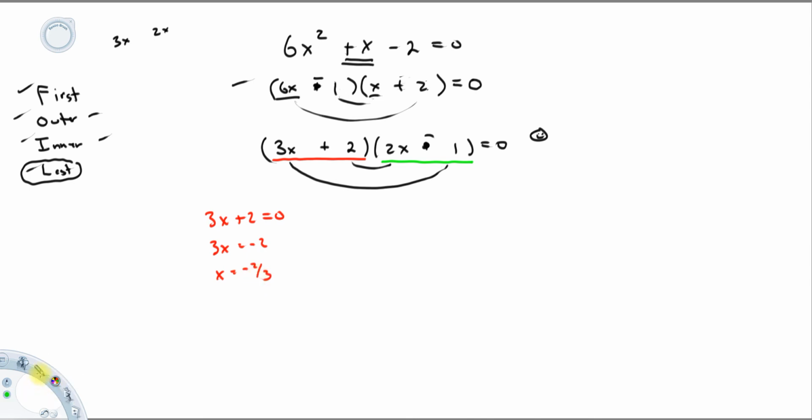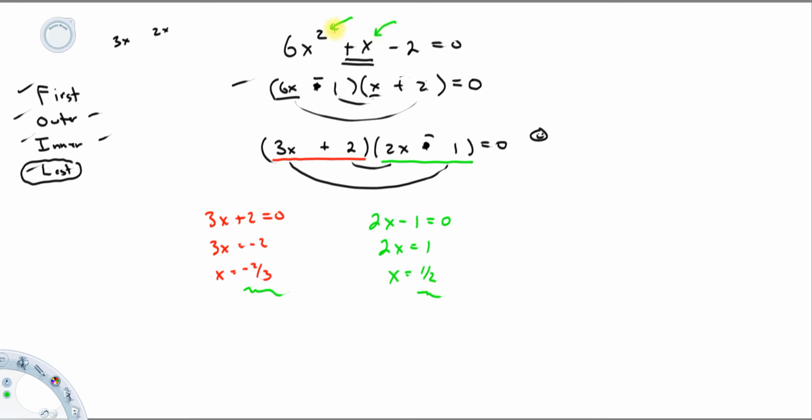The other possibility is that the thing underlined in green is equal to 0. In which case 2x would equal 1, adding 1 to both sides, and x would equal 1/2. So these are our solutions. We have two different solutions to this: x equals -2/3 and x equals 1/2. I'll leave it as an exercise to the reader, or watcher, I guess, to sub those values here and here and be sure you get zeros out of it.